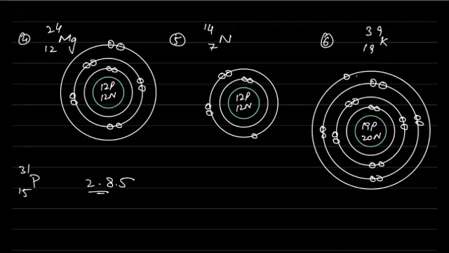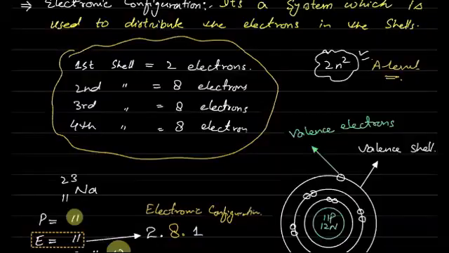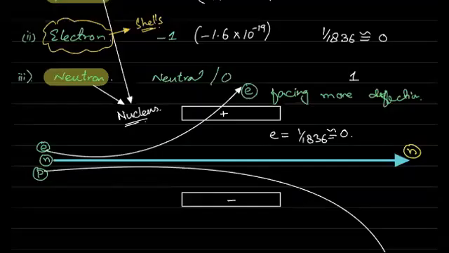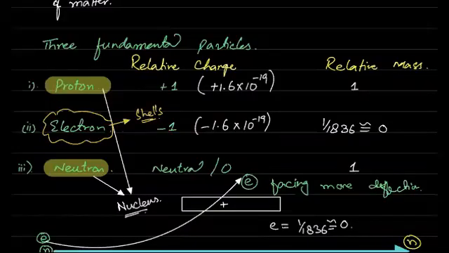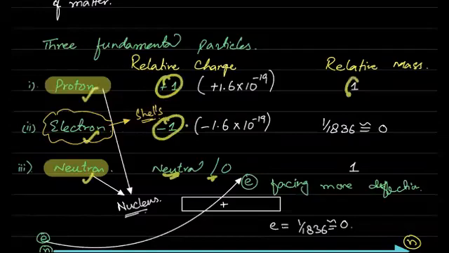Okay, that's for today's class. In today's class, we have learned what an atom is. An atom is a small particle which is the base of matter. There are 3 fundamental particles of an atom: proton, electron, and neutron. Protons are positively charged, electrons negative, and neutrons are neutral. Relative mass is 1 for proton and neutron, and for electron it's going to be 0 because it is a very small number.